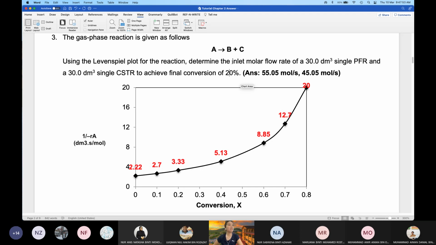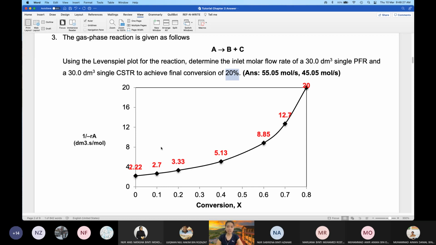The given reactor volume is 30 dm cube for one PFR and 30 dm cube for one CSTR. Then it gives us a conversion of 20%, meaning my X is 0.2. So we have X 0.2, volume of CSTR 30, volume of PFR 30, and we need to find FA0 for the PFR and also FA0 for the CSTR.